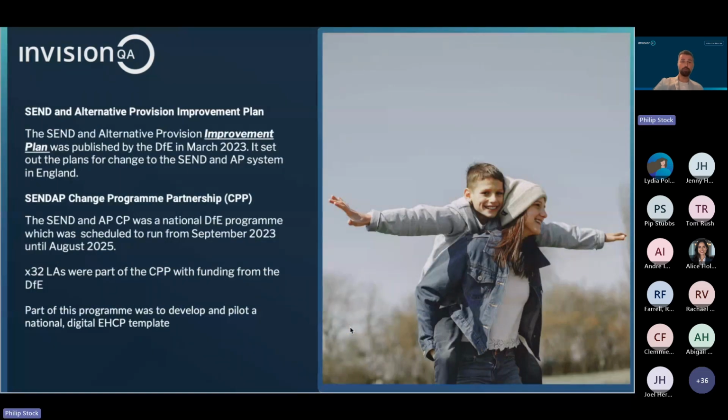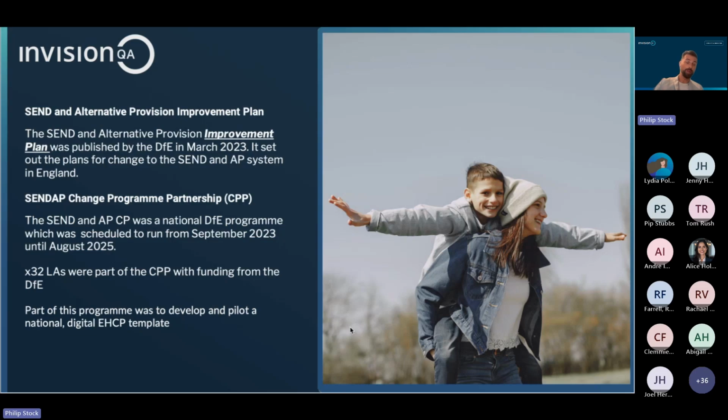Going back further upstream, we talked about the Change Partner Programme. This came through the SEND and Alternative Provision Improvement Plan in 2023. And we talked about these 32 local authorities who were part of the Change Partner Programme, who were part of the development and also piloting this national digital EHCP template that was recommended and seemed to get a lot of backing across the SEND community as a positive next step. So that's being used and utilized, and we await that.